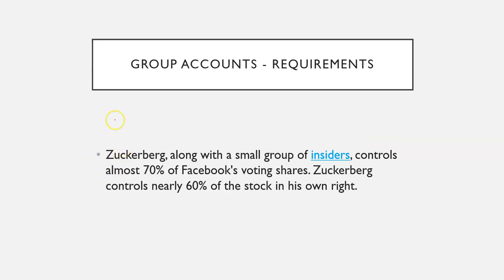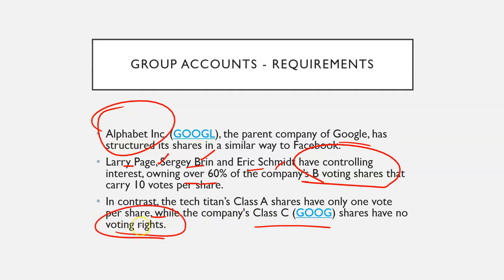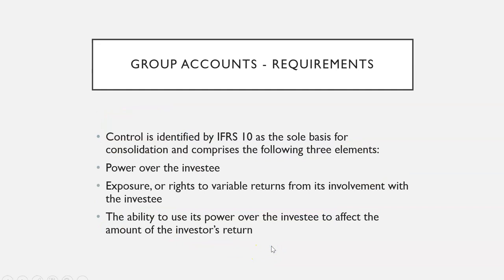So there you are. Google have something similar. Alphabet Inc., actually the parent company of Google. If you're into tech and you're interested in this sort of thing, these are the founders: Larry Page, Sergey and Eric Schmidt, and they have controlling interest, owning 60% of the company's B voting shares that carry 10 votes per share. So you can see in contrast, their Class A shares only carry 1 vote per share, and you can have Class C with no voting rights at all, right? So that almost feels akin to preference shares somewhat. Okay, great stuff.